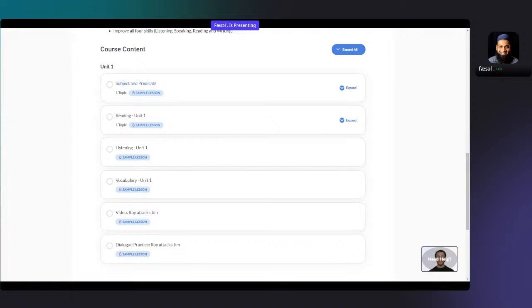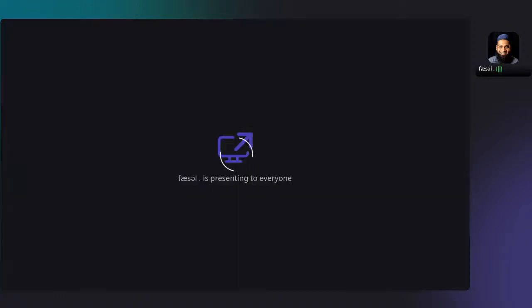Now reading, how to improve your reading. अच्छा, होता क्या है रीडिंग के अंदर जनाब, जब अच्छा यहाँ पे देखें रीडिंग लेसन है माई लिटिल सिस्टर. This is in unit 1. Click on this. Now you can see this is the reading lesson, right?